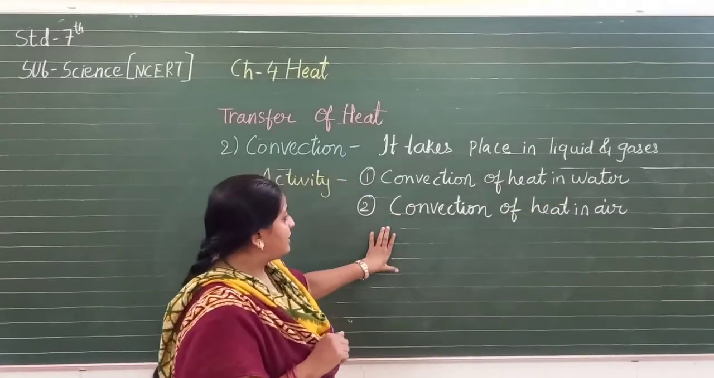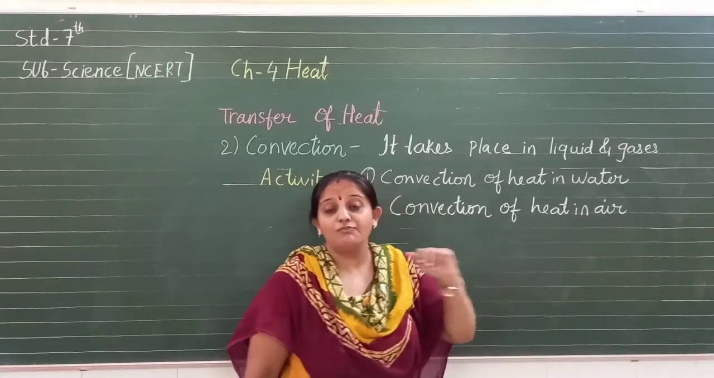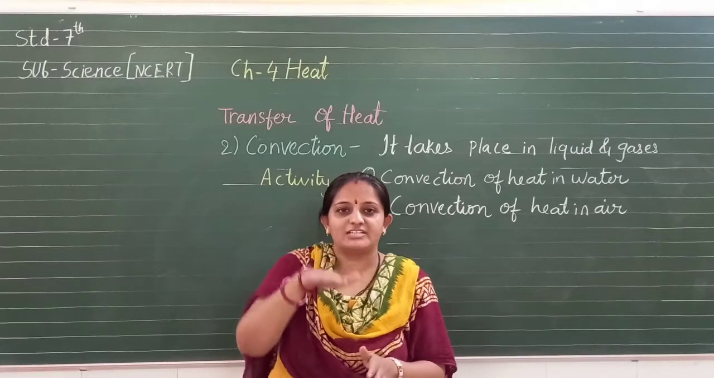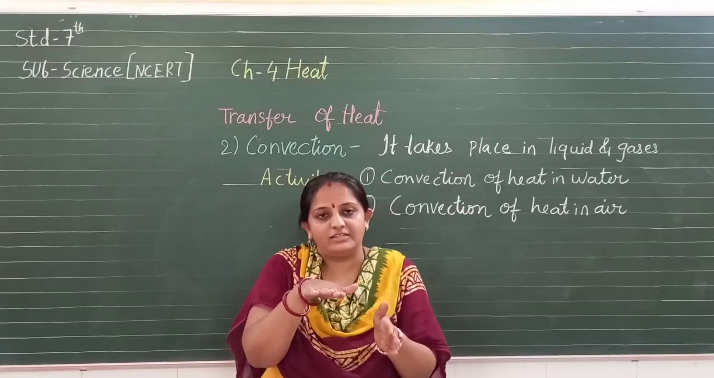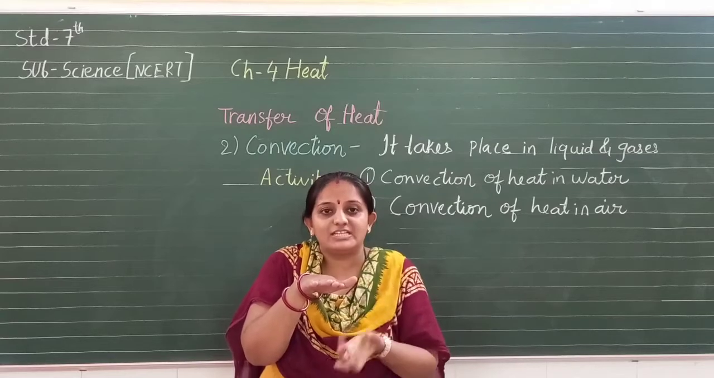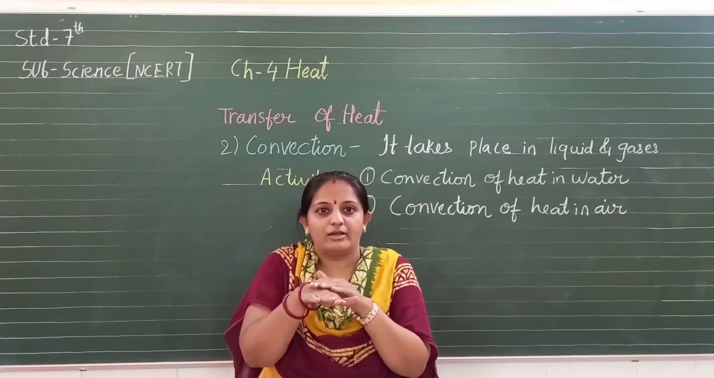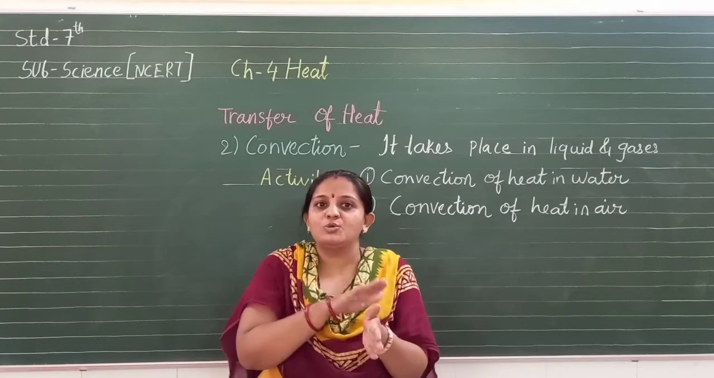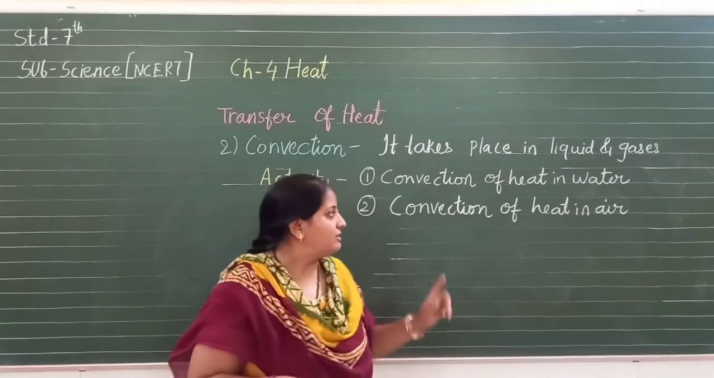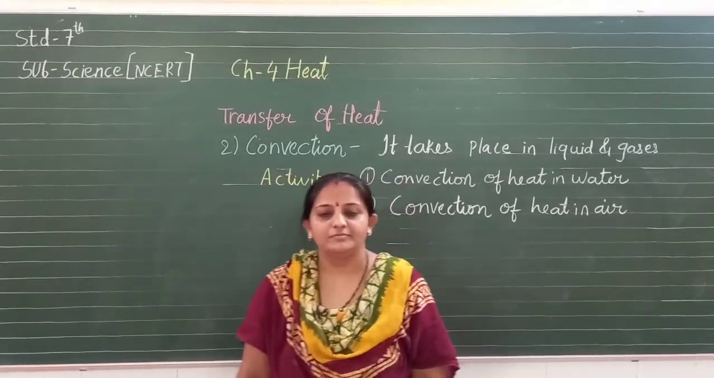The second activity regarding convection is the convection of heat in air. How will we find out? Take a candle, burn it, and keep both hands, one above the flame and one at the side. You will notice that the hand which is above the flame feels the hot air coming up, and compared to the side, the upper hand feels more heat. So we can see the convection of heat in the surrounding air with this activity.